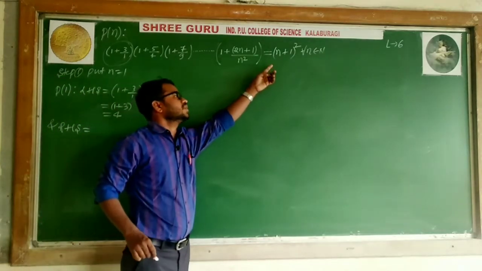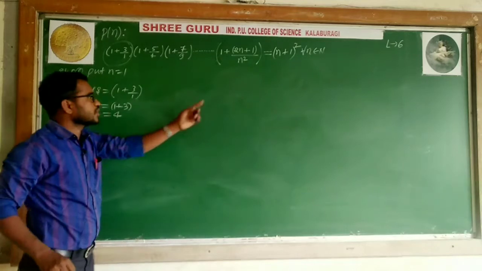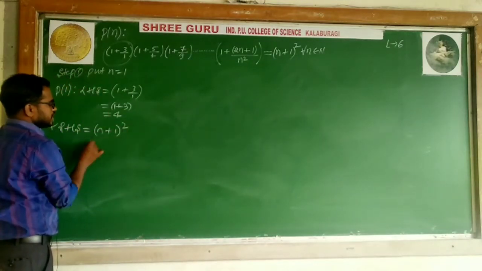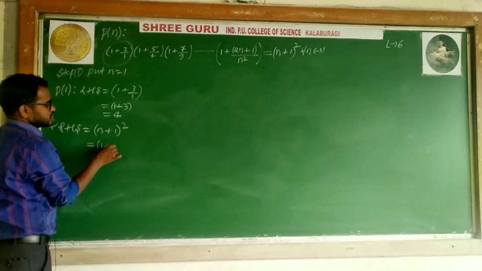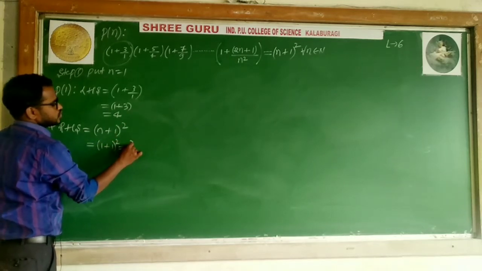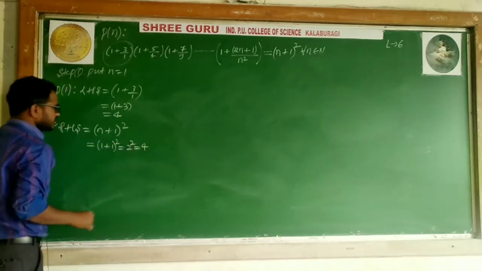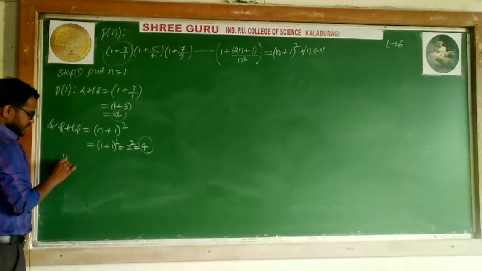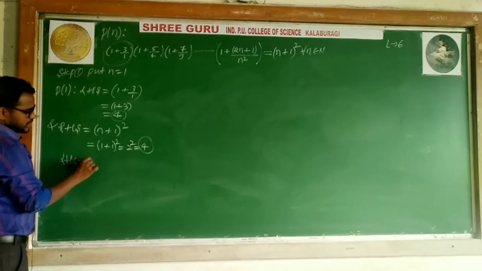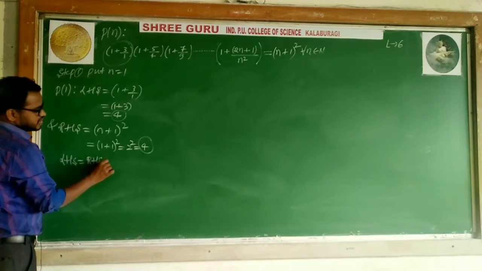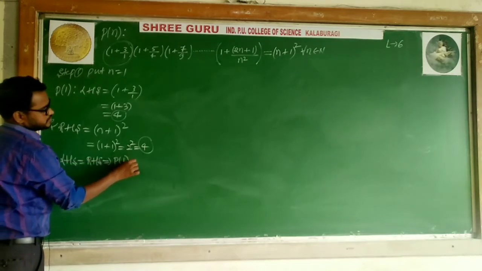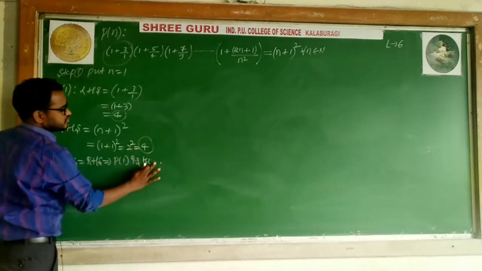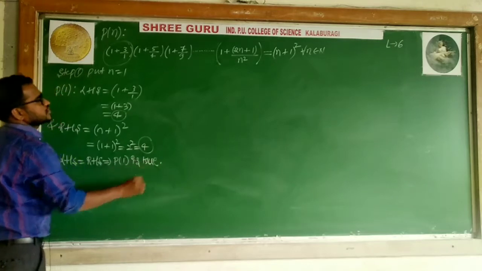What is RHS? RHS is equal to n plus 1 whole square. N plus 1 whole square means here n plus 1 whole square. What is n? N we are taking 1. 1 plus 1 whole square is what? 2 square is 4. Yes. What we have? LHS is equal to RHS, which means P of 1 is true. P of 1 is true here also.